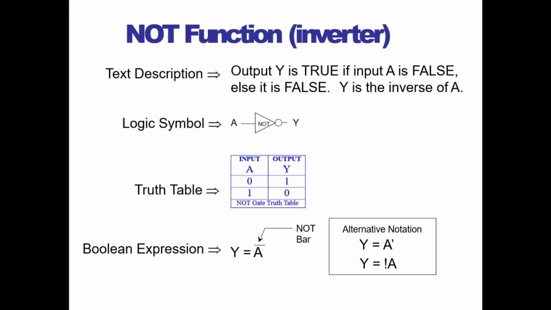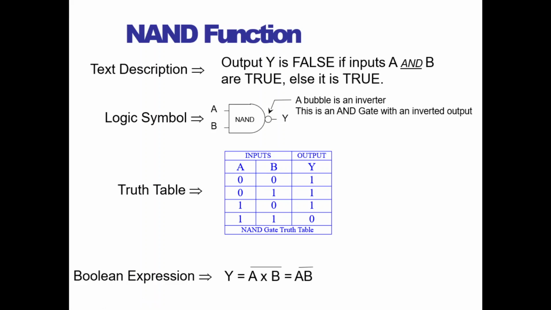The Boolean expression is y is equal to A bar. This is a NOT bar. We can use the alternative notation y is equal to A prime, and y is equal to not A with a sign like this. I don't remember what it's called. It is used in programming languages.